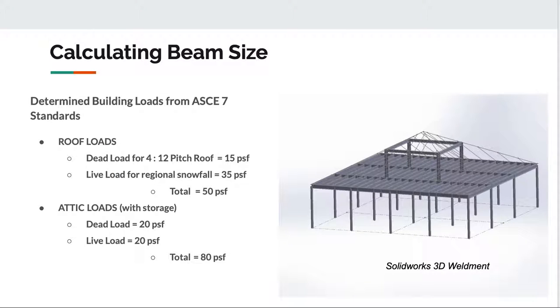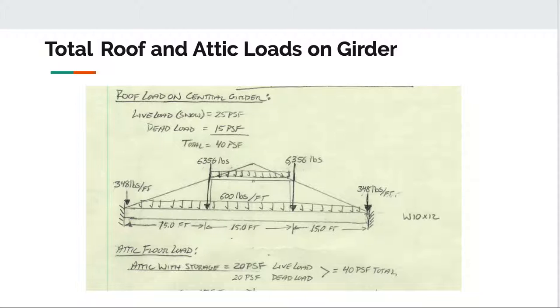To calculate the beam size of the interior beam, once again, the codes were taken from ASCE 7 standards. We found that the dead load of a 4:12 pitch roof was about 15 pounds per square foot, and the live load for the regional snowfall was 35 pounds per square foot. So added together, that had a total roof load of 50 pounds per square foot. For the attic itself, the dead load was 20 pounds per square foot, and the live was 60, making a total of 80. This is the total roof and attic loads on the girder themselves.